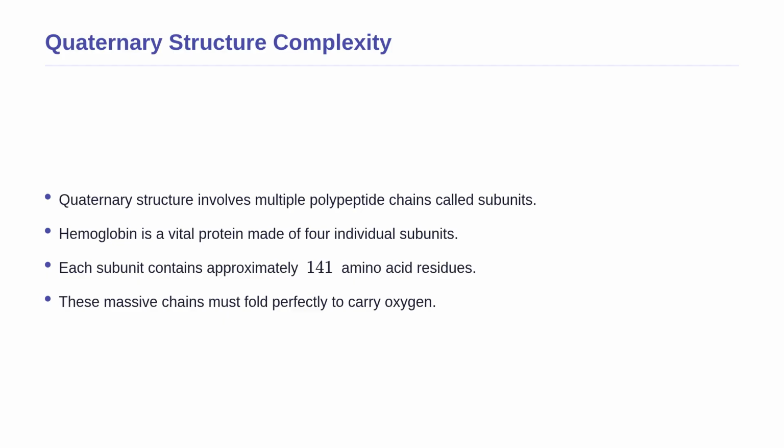Now that we have analyzed a single helix, let us look at a slightly more complex level of organization involving quaternary structure. Quaternary structure occurs when multiple individual polypeptide chains, which we call subunits, come together to form a single functional complex. Hemoglobin is a vital quaternary protein in your blood made of 4 individual subunits.